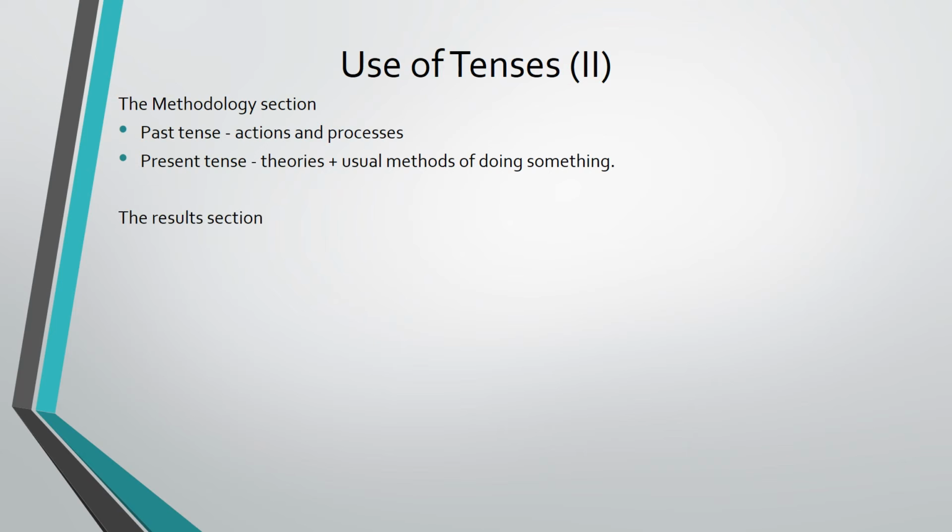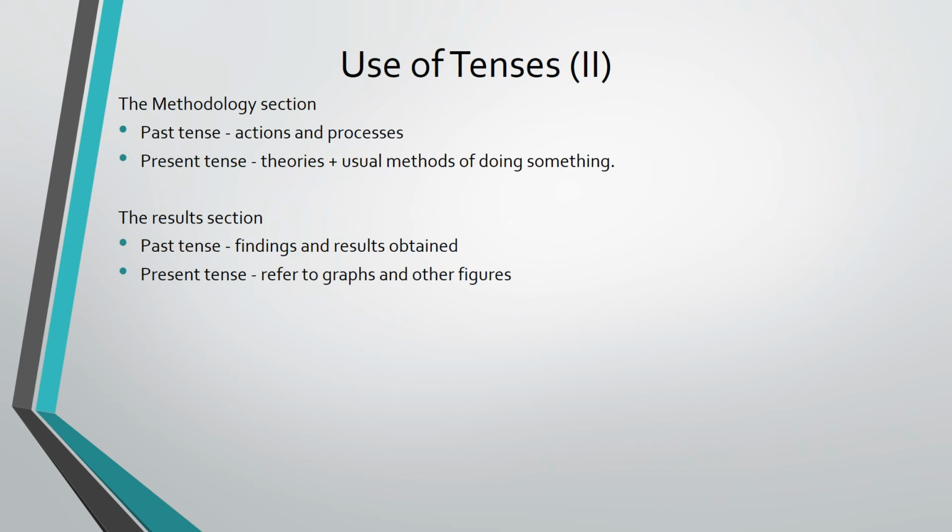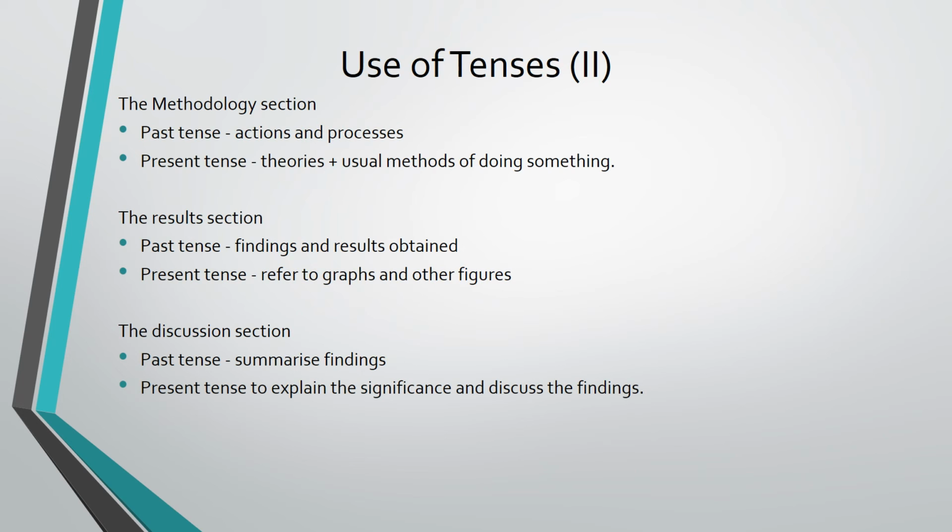The results section uses past tense to describe the findings and results obtained. Present tense is used to refer to graphs and other figures. The discussion section uses past tense to summarize findings. It uses present tense to explain the significance and discuss the findings. The conclusion uses a combination of tenses.